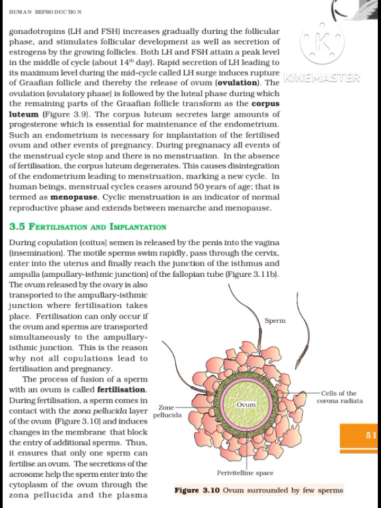During fertilization, a sperm comes in contact with the zona pellucida layer of the ovum, figure 3.10, and induces changes in the membrane that block the entry of additional sperms. Thus, it ensures that only one sperm can fertilize an ovum. The secretions of the acrosome help the sperm enter into the cytoplasm of the ovum through the zona pellucida and the plasma membrane.